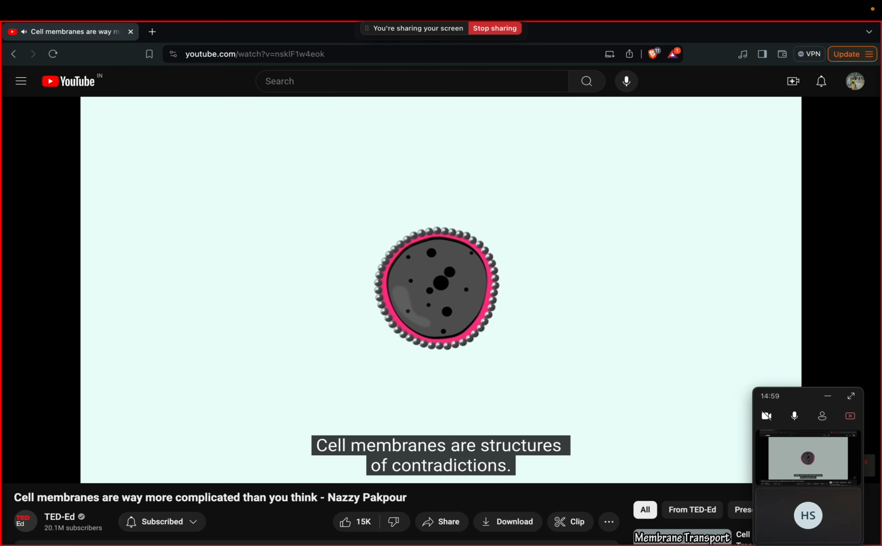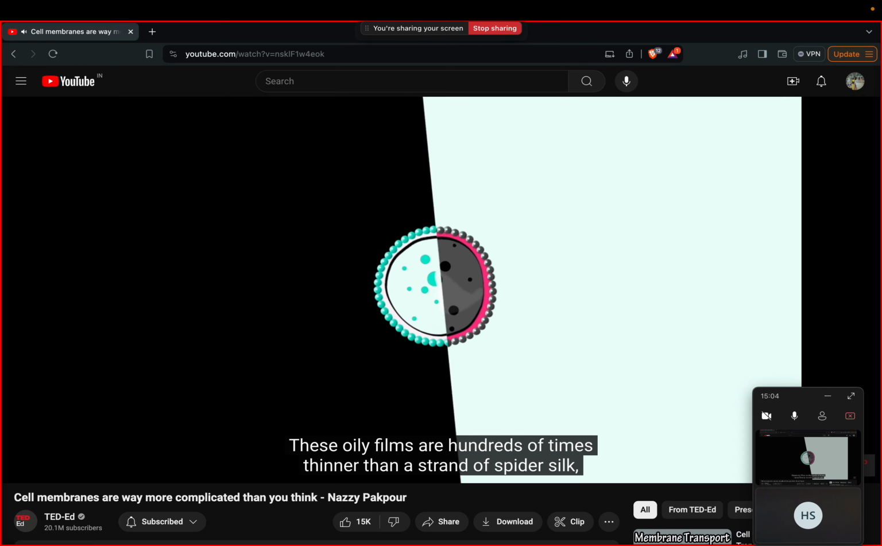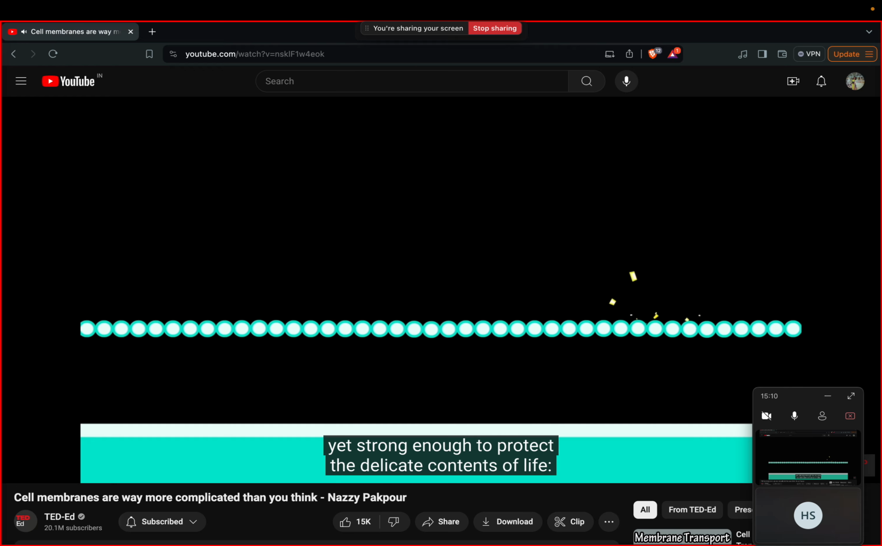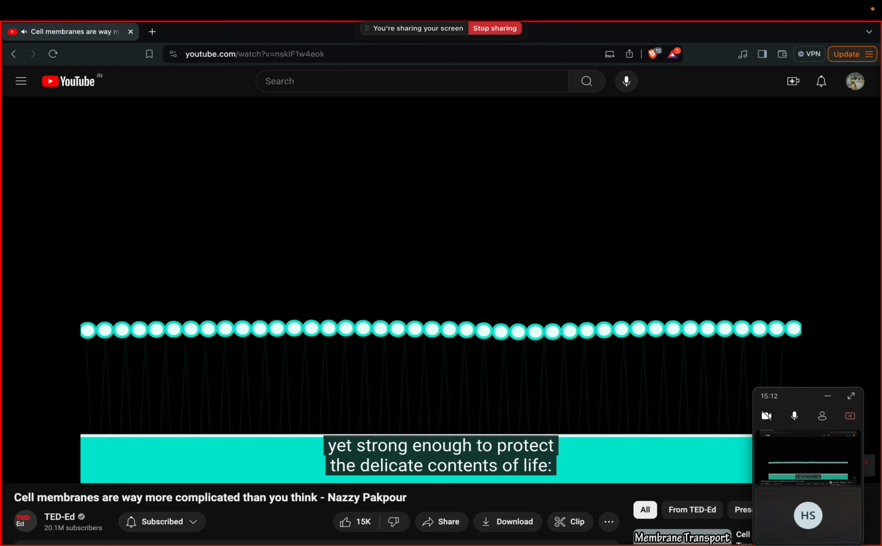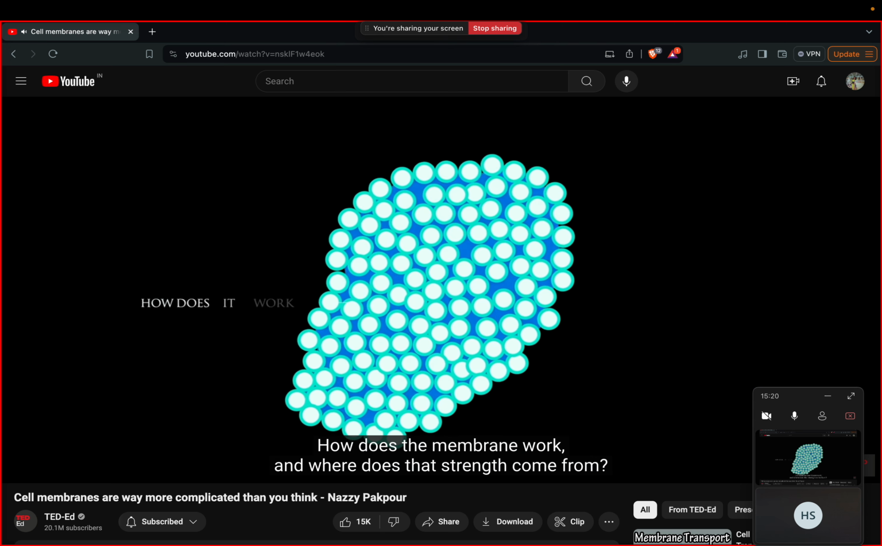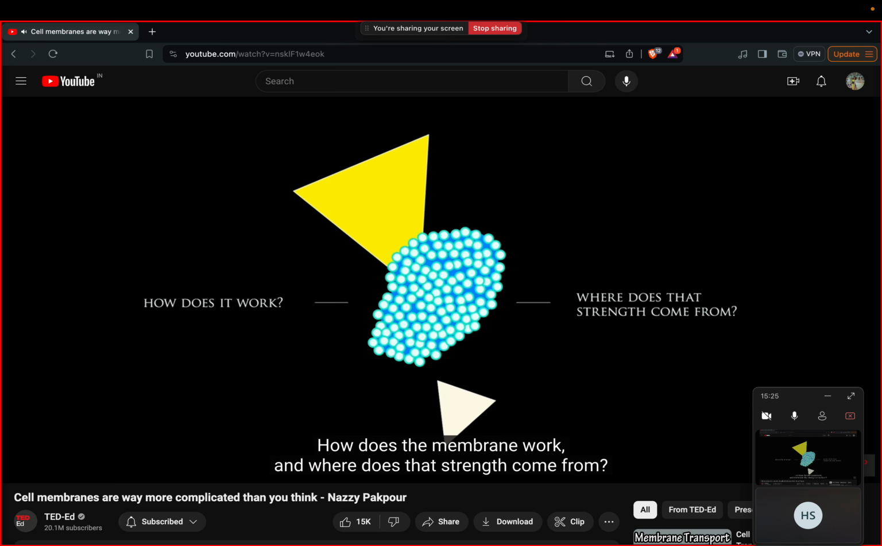Cell membranes are structures of contradictions. These oily films are hundreds of times thinner than a strand of spider silk, yet strong enough to protect the delicate contents of life: the cell's watery cytoplasm, genetic material, organelles, and all the molecules it needs to survive. How does the membrane work, and where does that strength come from?